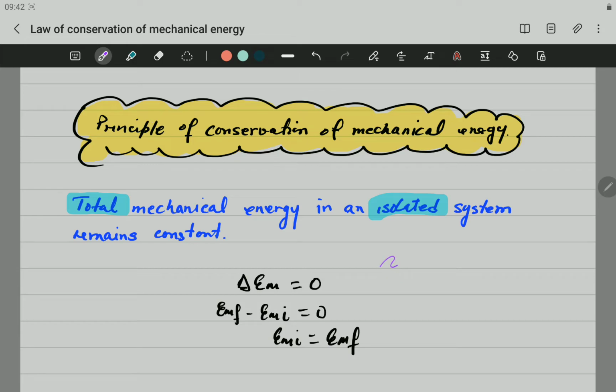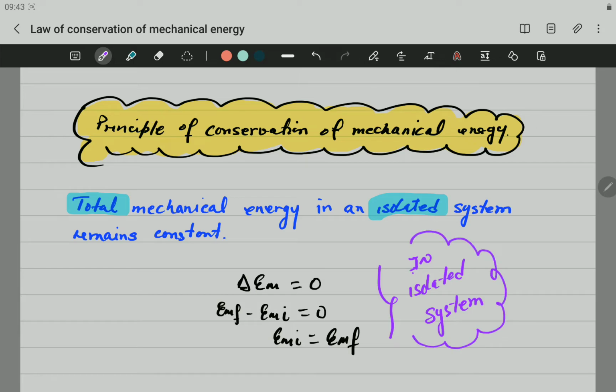Remember, this is happening in an isolated system. It's not any system. Okay? Now, if the system is not isolated, then energy is conserved, but not mechanical energy. Remember also that energy is always conserved. But we are not talking about energy, we are talking about mechanical energy. And mechanical energy is only conserved if the system is isolated.